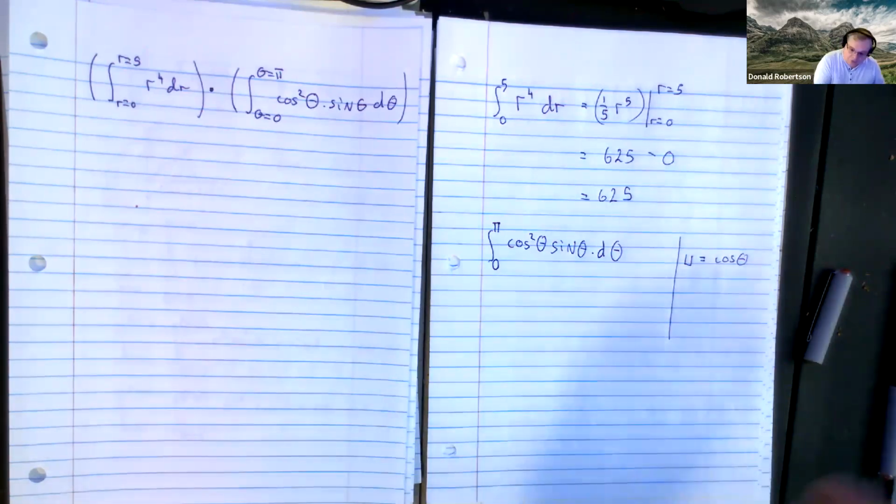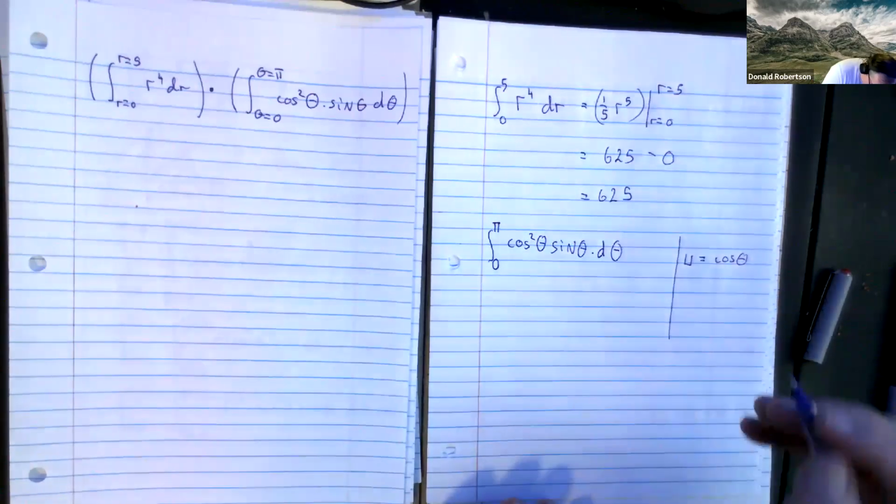Sorry, I said that the wrong way. Cos to the 4 sine theta, pick the cosine 4. Pick the even one. Right. So back to this guy.